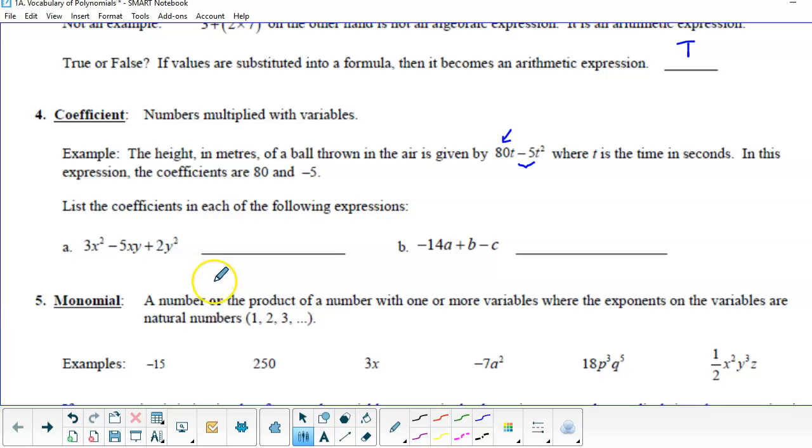So list the coefficients in each of the following expressions. So just list them. In front of the x squared is a 3. In front of the xy is a subtract 5, which means negative 5. And then positive 2, which we don't have to show the plus, it's positive 2. So you can just put a comma in between. Here in front of the a is negative 14. Then in front of the b, there isn't anything. But that's not 0. That's understood to be a 1. We just don't always show it. So that would be 1. And in front of the c, there isn't anything shown, so that would be negative 1.